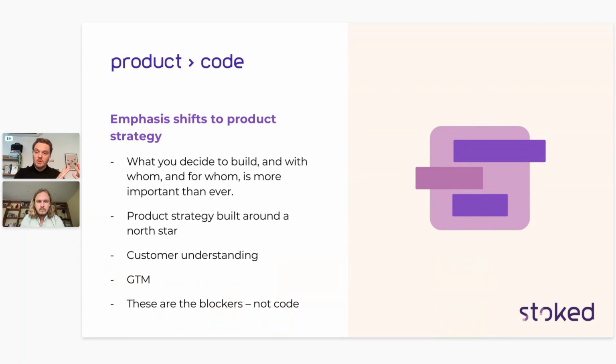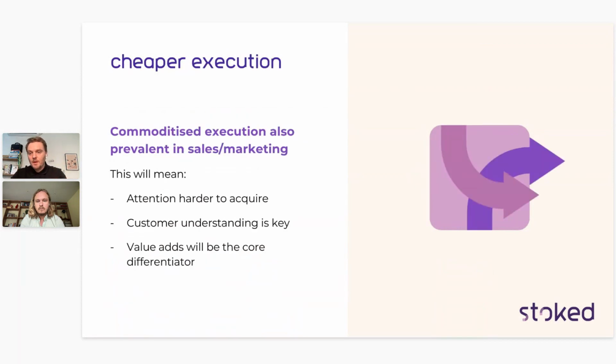In terms of the outlook, I think that the emphasis really is going to shift to product strategy, not so much on the coding. So it's what we decide to build. This is going to be really key. With whom we build it and for whom is going to be more important than ever. I think that's where more of the time and differentiation is going to come. And so that's things like product strategy, customer understanding, go-to-market. These are probably going to be more blockers than actually building the application going forward, because there's going to be such a speed of innovation. It's like, how do you stand out? How strong is your idea? How well do you understand the customer? And how effective is your go-to-market?